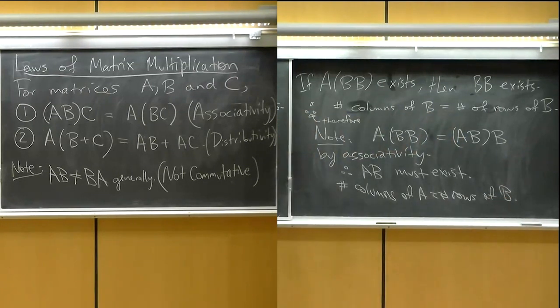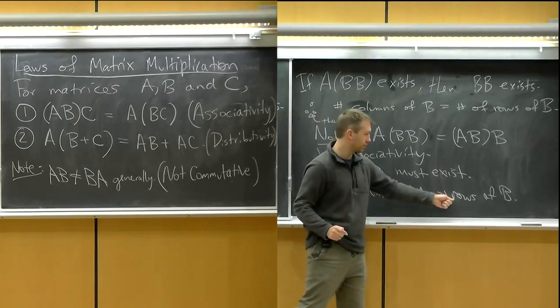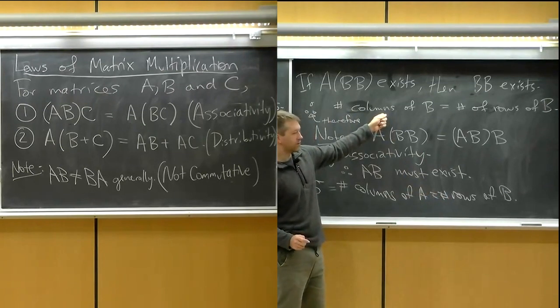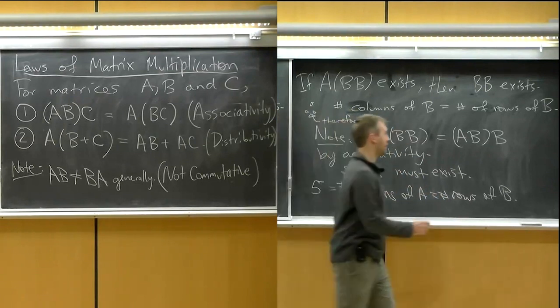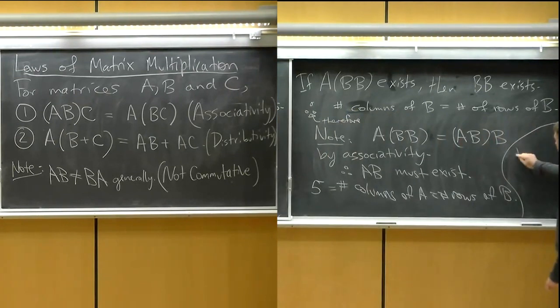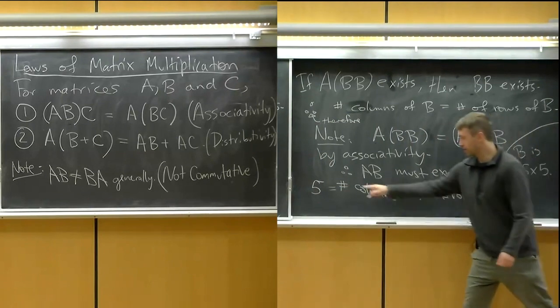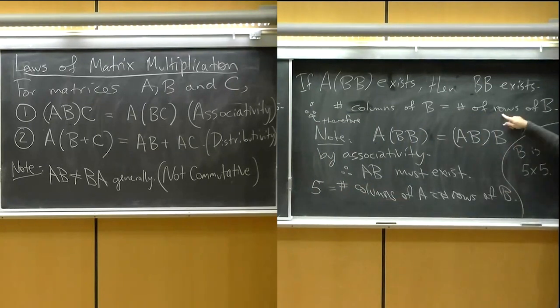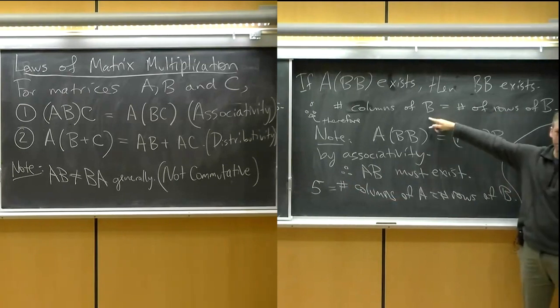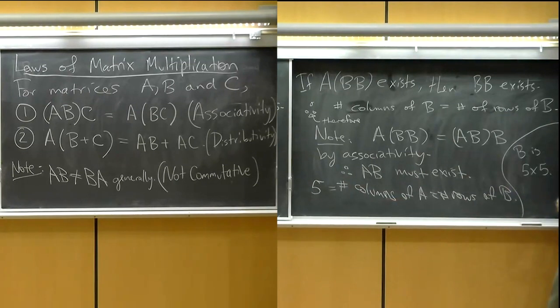But here's the thing. We know that the number of columns of A is 5, right? A is 3 by 5. So from this we get that 5 is equal to the number of columns of A, which is equal to the number of rows of B. But the number of columns of B is equal to the number of rows of B as well. So B is 5 by 5. Because the number of rows of B is 5 from this equation, the number of columns of B is the same, so they're all 5.